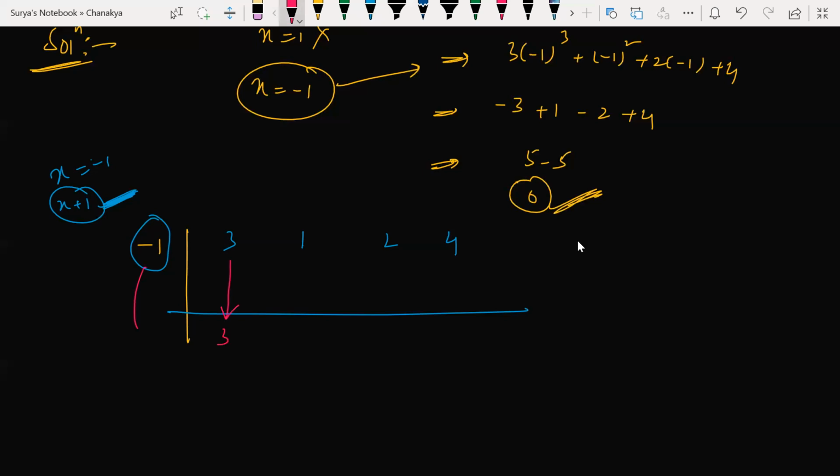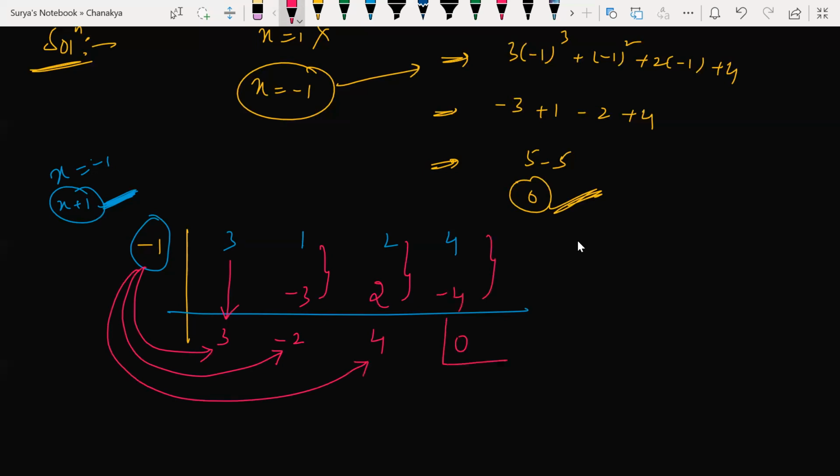Now -1 into 3, how much? -3. Adding these two: -2. Correct? Now this into this again. -1 into -2, how much? +2. Adding this to 2, how much? 4. Now -1 into 4, how much? -4. Now adding this to 4, how much? 0. Check the last number, so definitely 0.